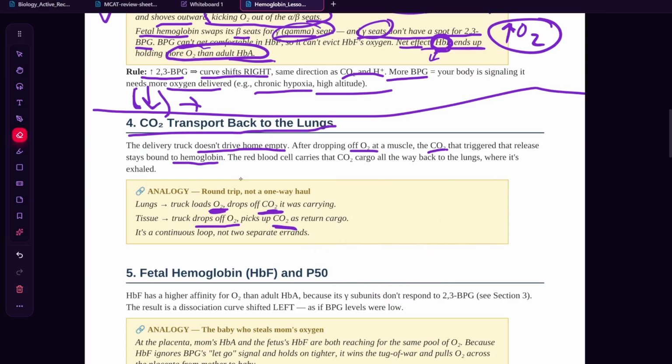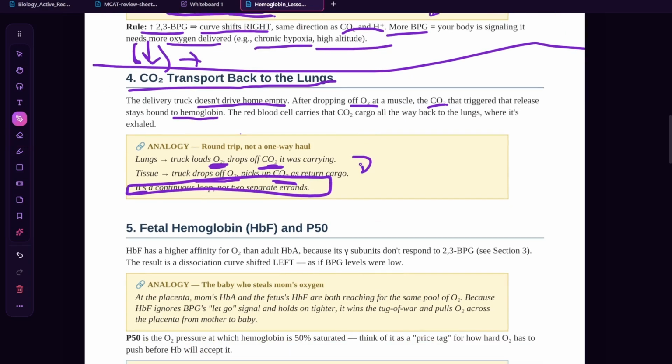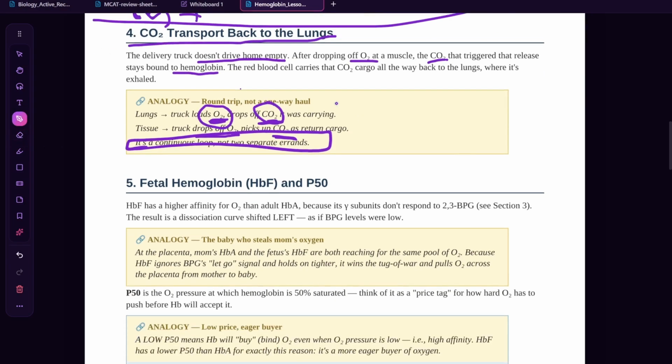So it's opposite there. It's a continuous loop, not two separate errands, right? So it's doing two things at once. It's focused on the oxygen and the CO2, so it can carry both. That's what your hemoglobin, Hb, does.